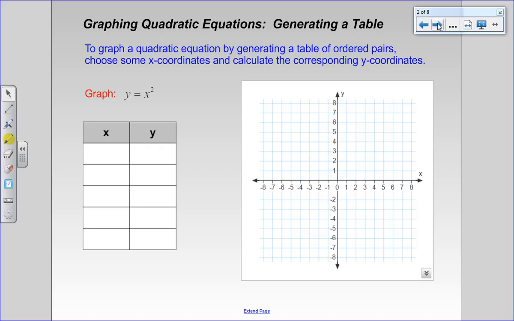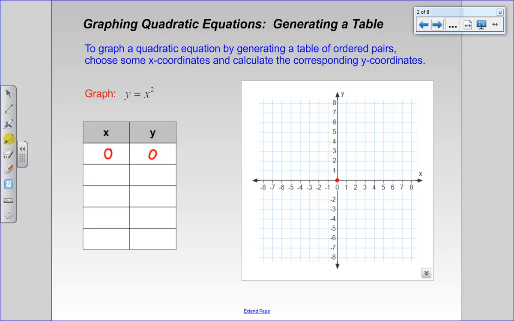One method of graphing quadratic equations is to generate a table of ordered pairs. And we can do this by simply choosing some x-coordinates and then calculating the corresponding y-coordinates from the equation. Let's graph the parabola y equals x squared. We can begin by choosing 0 for x. Then y would equal 0 squared, which is still 0. So the origin, the point (0, 0), is one point on this parabola.